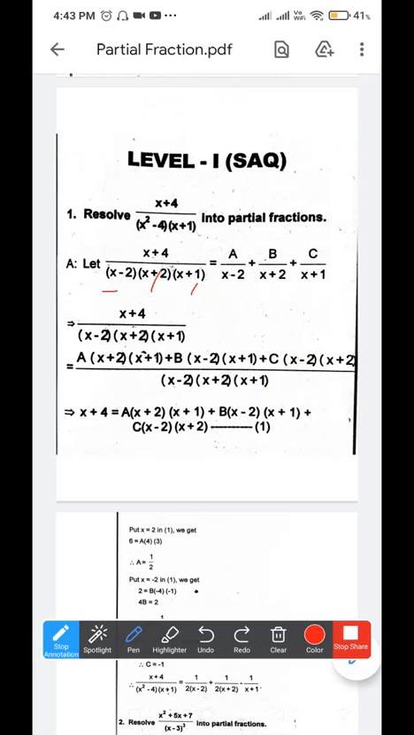Okay. So we'll have three factors in the denominator. So we'll write it as A / (x - 2) + B / (x + 2) + C / (x + 1).